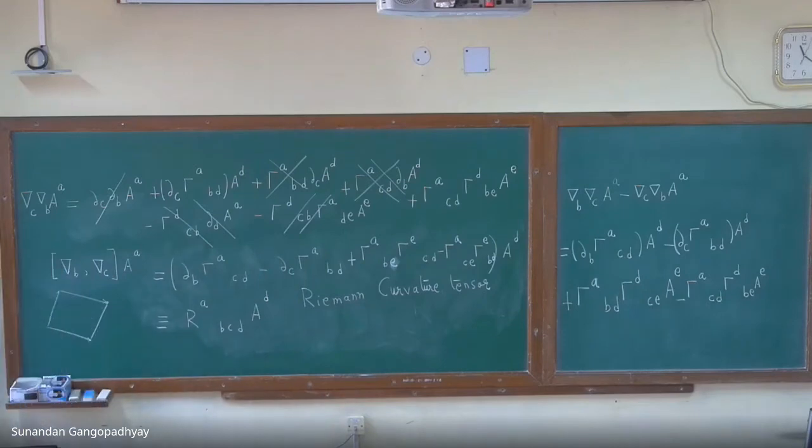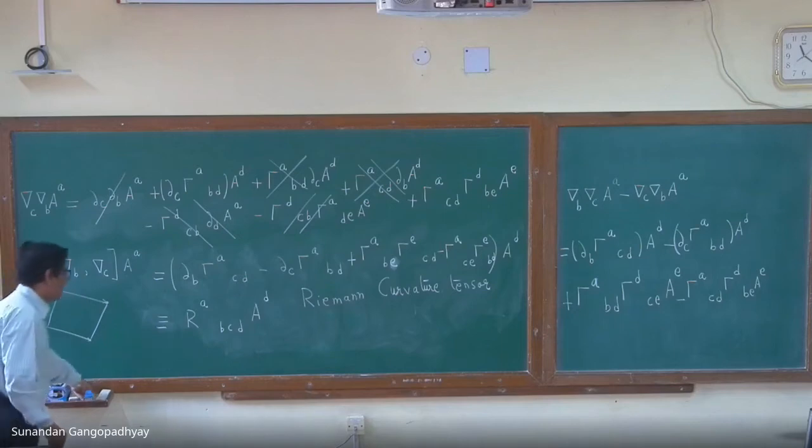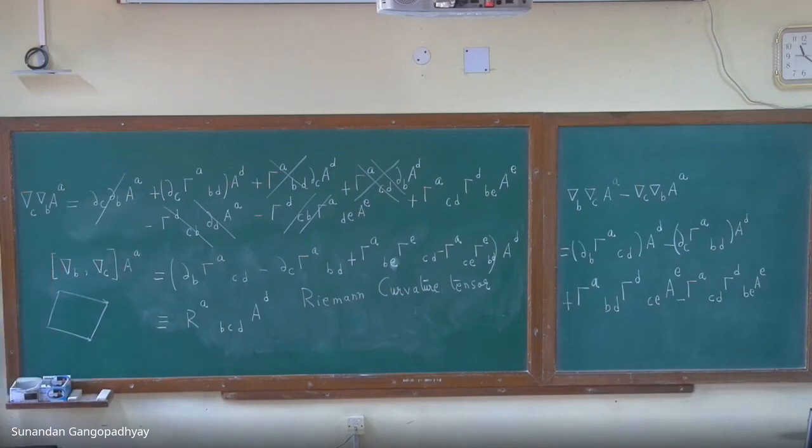So this Riemann tensor is actually measuring the curvature of space. If the space has no curvature, then this will be 0. Then the two covariant derivatives will commute. So this is the physical meaning of whatever we have done so far.